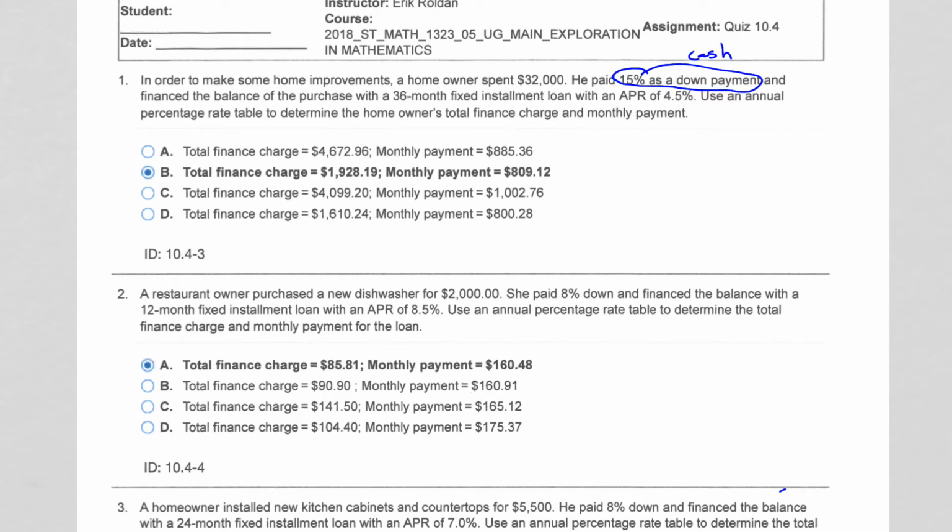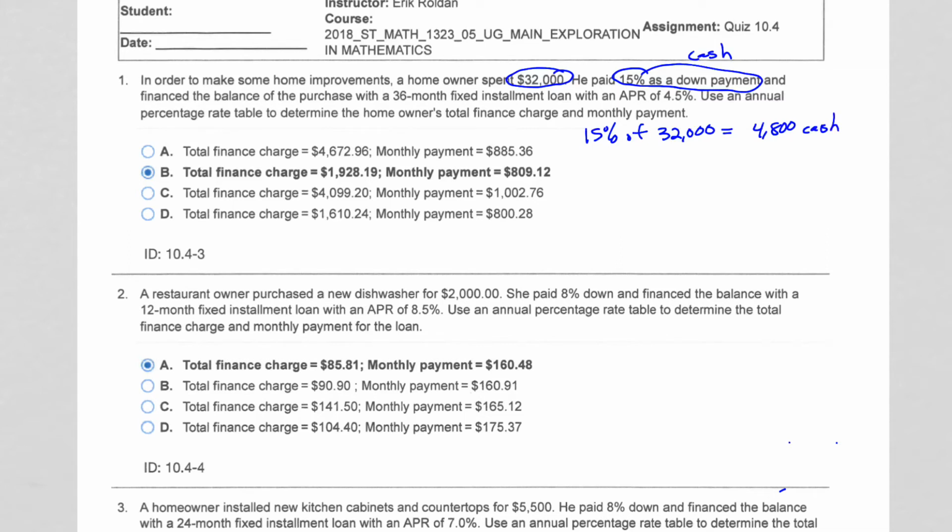and then you only have to borrow the remainder, okay? So the first thing we need to do is say, okay, how much cash was put into this amount right there? So that's basically 15% of $32,000. Put that in your calculator. You're going to get $4,800. So this is the cash that was put into this purchase.